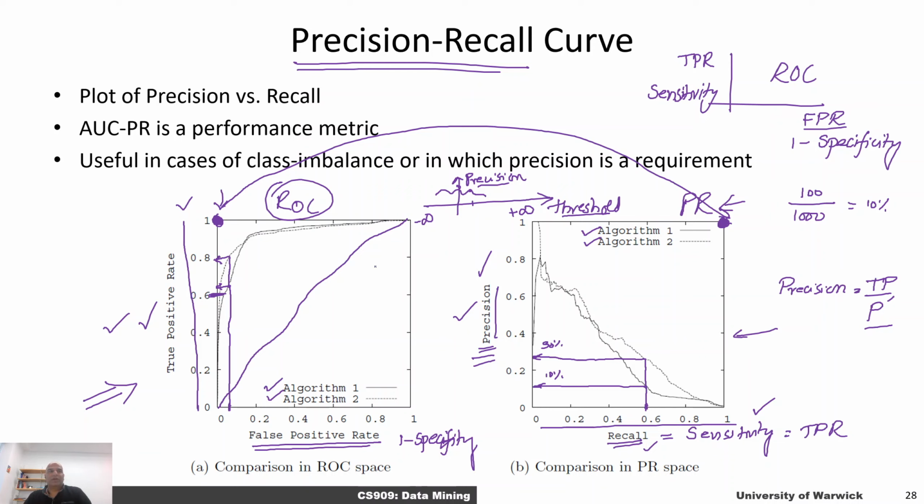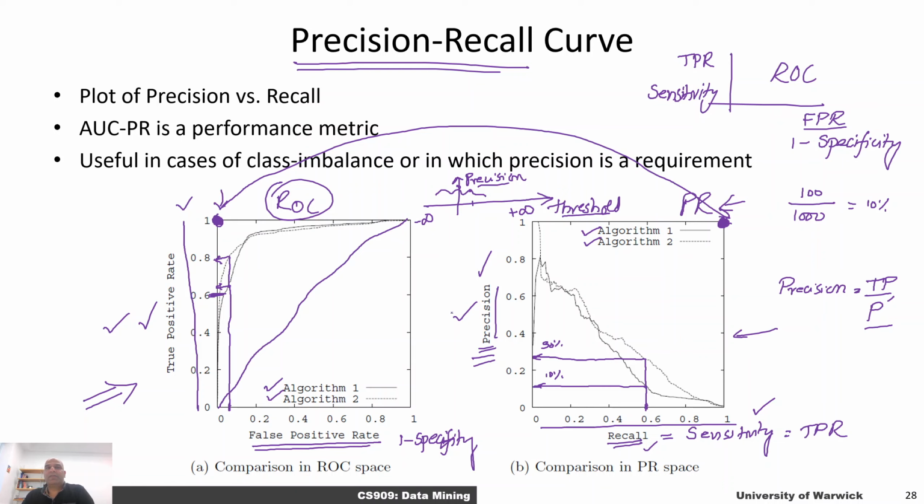Okay, so if a classifier, and there's a proof for that, which we will not cover in this part of the module, there's a proof that if an algorithm dominates another algorithm in the ROC space, it's going to dominate the same algorithm in the PR space. So if an algorithm is showing up as better in the ROC space, it's going to still be better in the PR space and vice versa. That's the correspondence between the two.